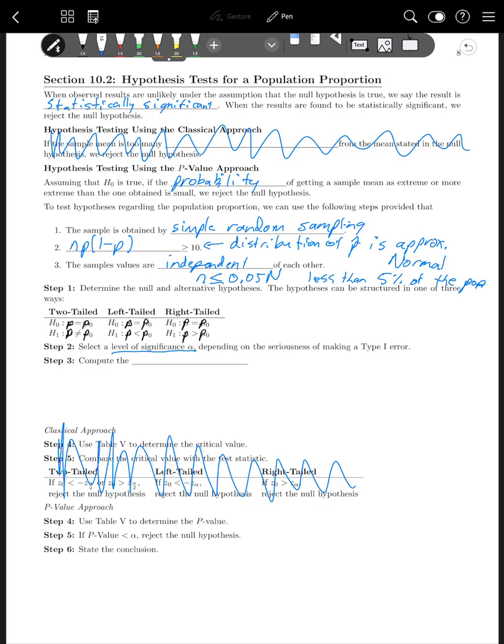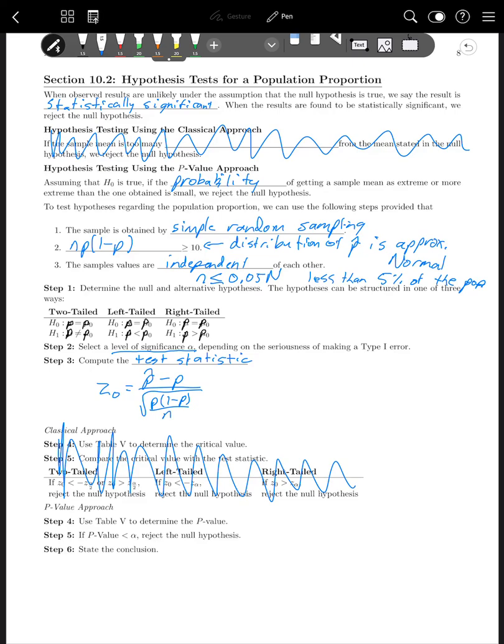So then you can compute the test statistic, which really just means find the z-score for your data value. So z naught is going to be p hat minus p over the square root of p times 1 minus p over n.